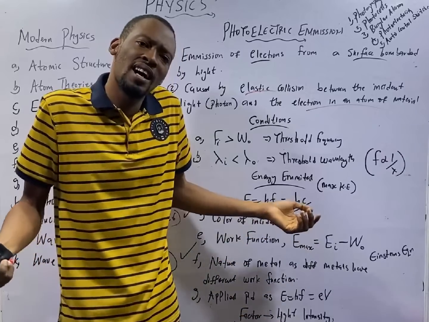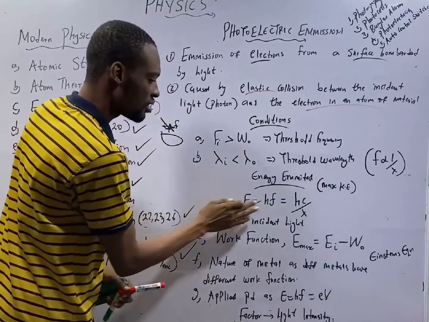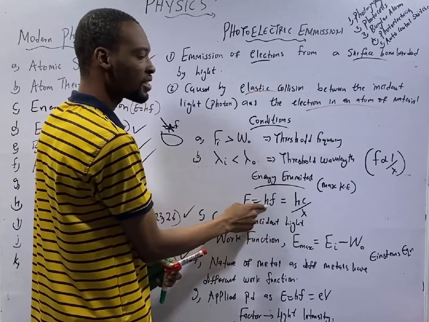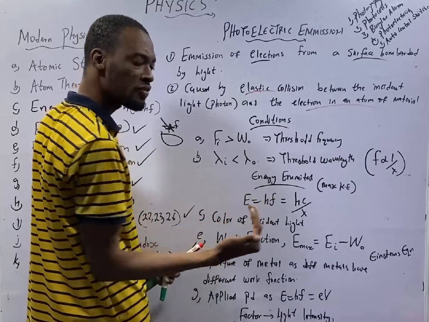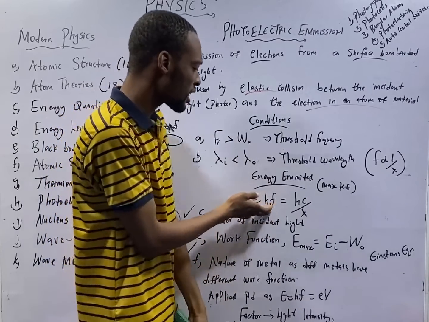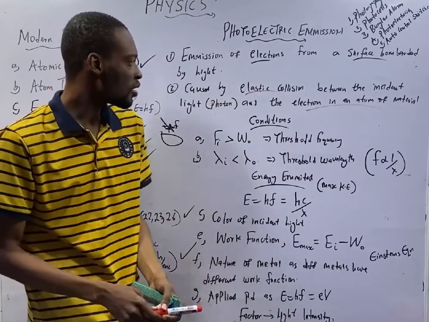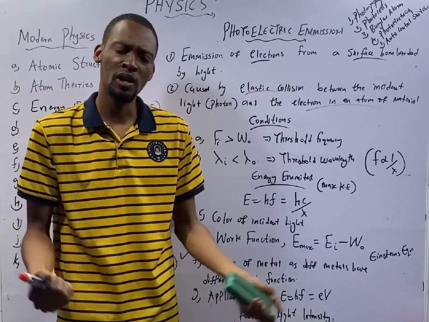So, how do you find the maximum kinetic energy? The energy is hf. h is Planck's constant, which you will be given in questions, and f is frequency. So, if you are given Planck's constant and frequency, you can always find energy. Questions under this part are usually easy.